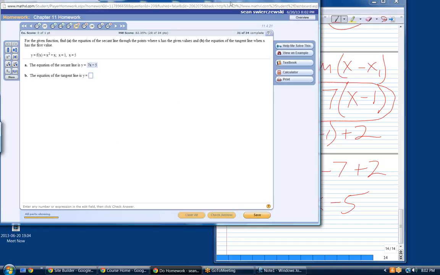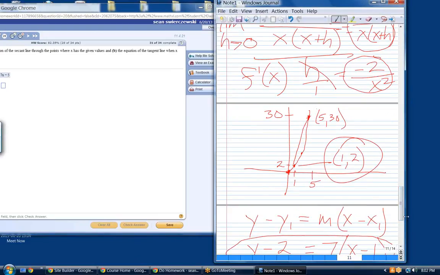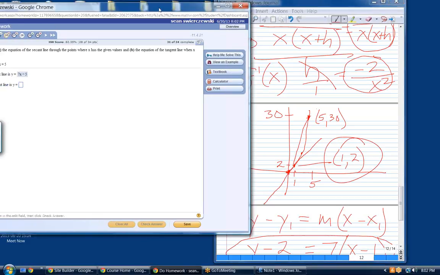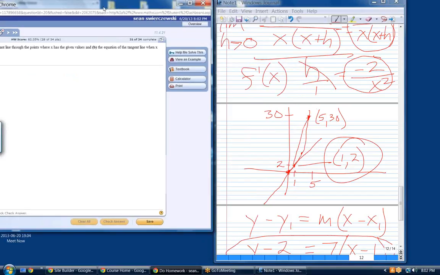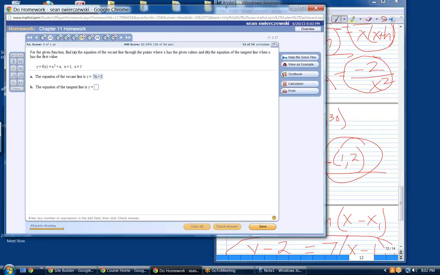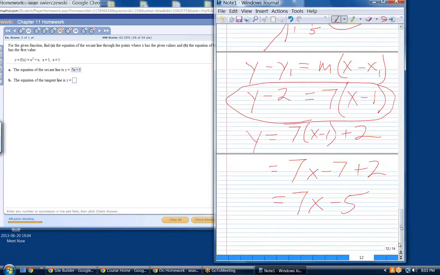The equation of the tangent line at x equal 1. To go back and look at our diagram, here's the tangent line at the lower point, x equal 1, at the first value. Well, to get the equation of that tangent line, I need its slope. Slope is what? 7.